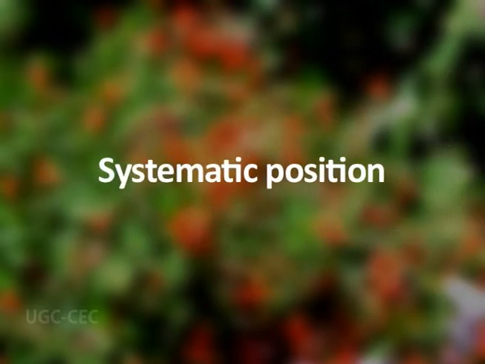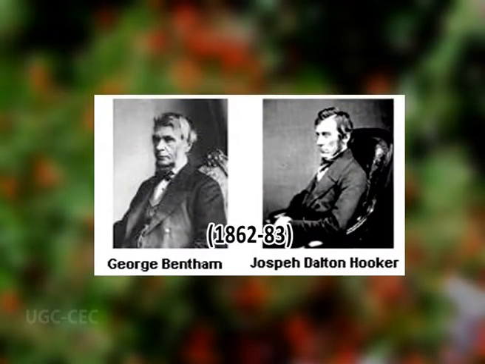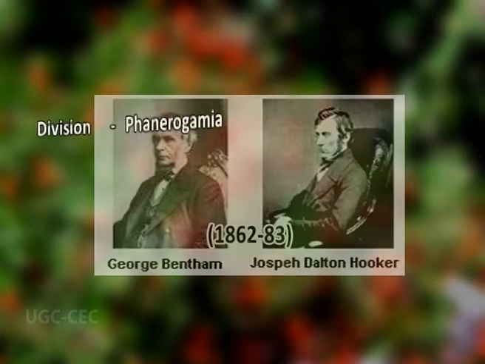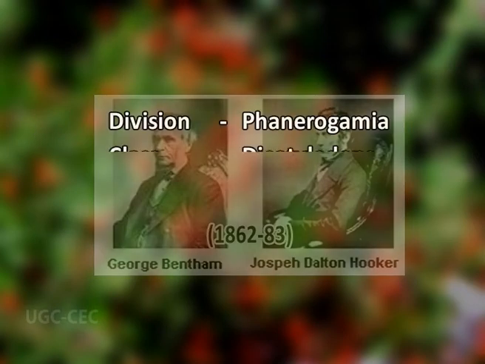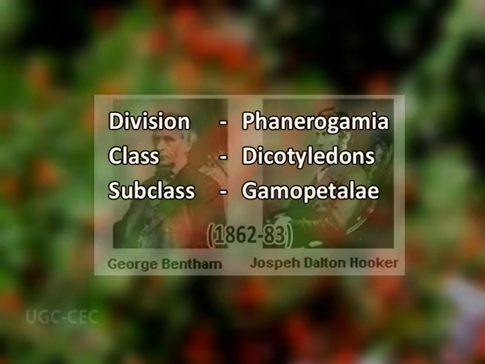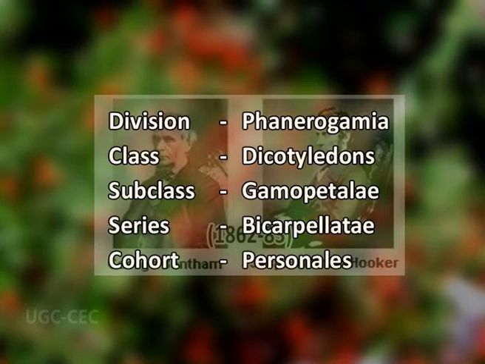Now the systematic position of Acanthaceae. Different workers have put forth different classification systems. We'll talk about some of the important classifications. First one is that proposed by two famous British botanists, Bentham and Hooker, in 1862-1883 in their book Genera Plantarum. According to this system, Acanthaceae are placed in division Phanerogamia, class Dicotyledons, subclass Gamopetalae, series Bicarpellatae, cohort Personales.